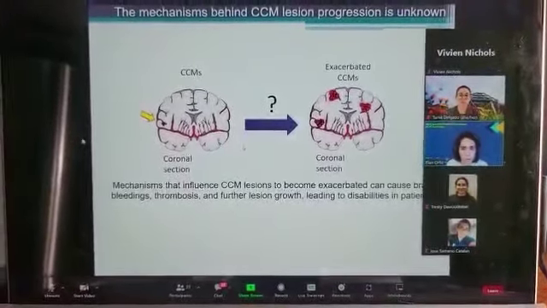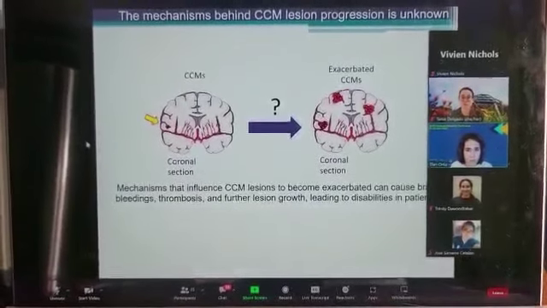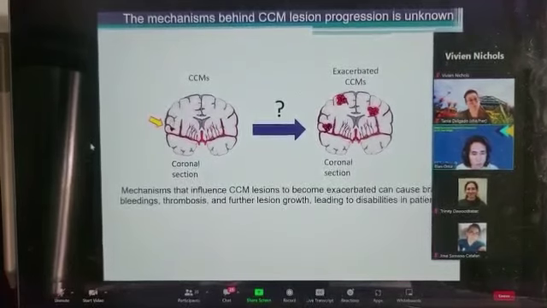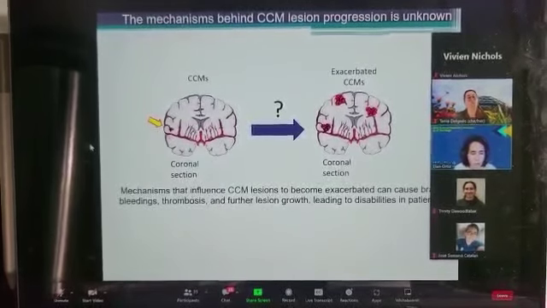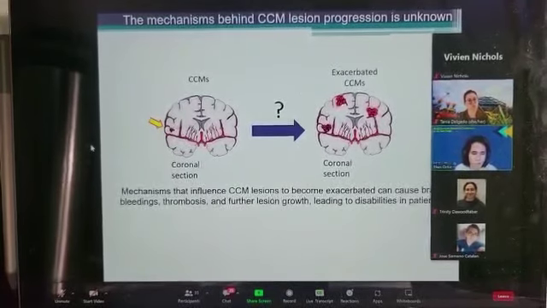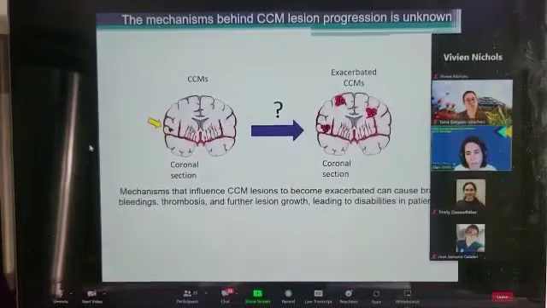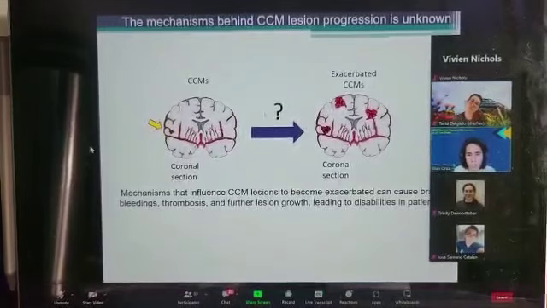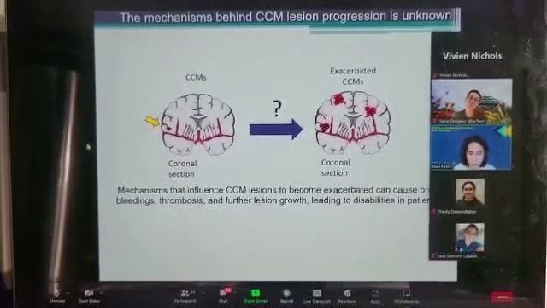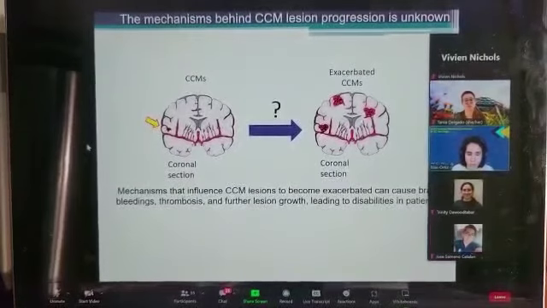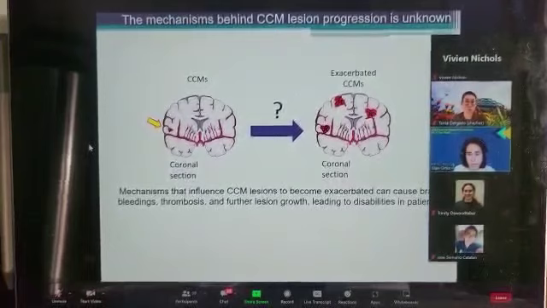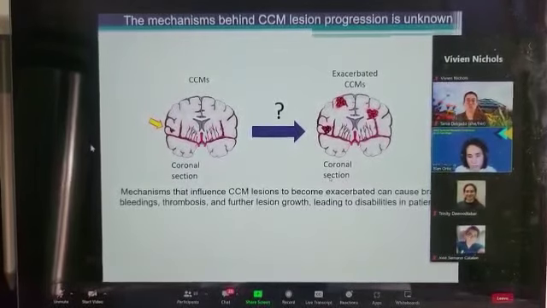Right now, the mechanisms behind CCM formation aren't currently known. As you can see here in a coronal section, there is a quiescent CCM here. Normally, the person that has these is asymptomatic, and through causes that we don't fully understand, they become exacerbated. And those mechanisms that influence the CCM lesions can cause brain bleeding, thrombosis, and further lesion growth, like I said before. And it leads to disabilities in the patients mainly.